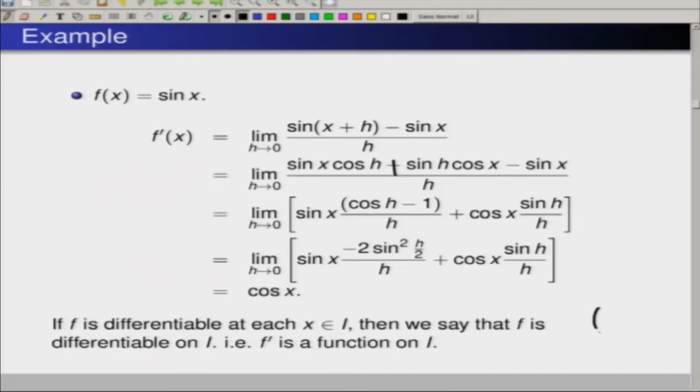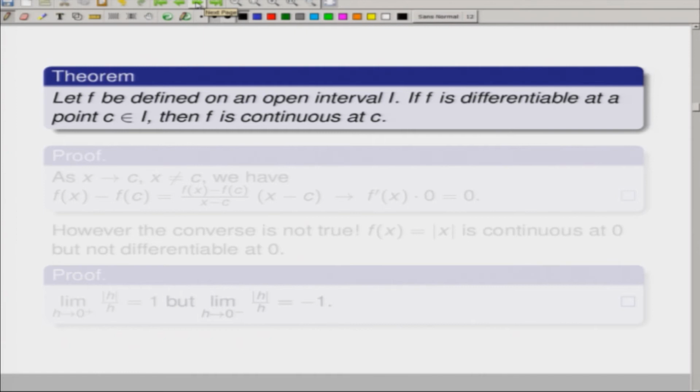Obviously, if you have an open interval, then you can say that f is differentiable on I. If you have a closed interval, then at the endpoint we have a problem. In this language, we can say that the function f of x equal to sin x is differentiable on R. R is an open interval, minus infinity to infinity. So f is differentiable on R. Okay. Now, let us look at continuity.